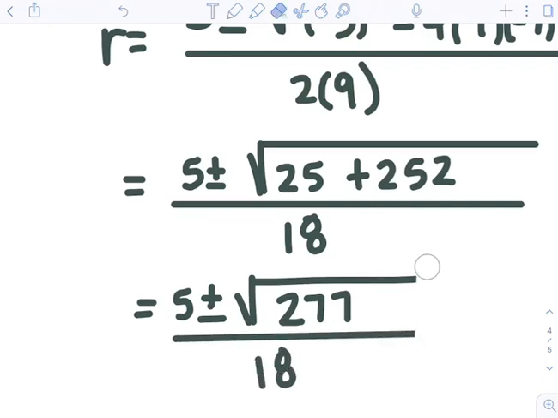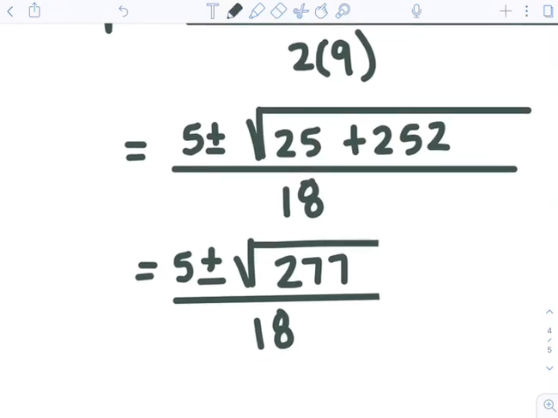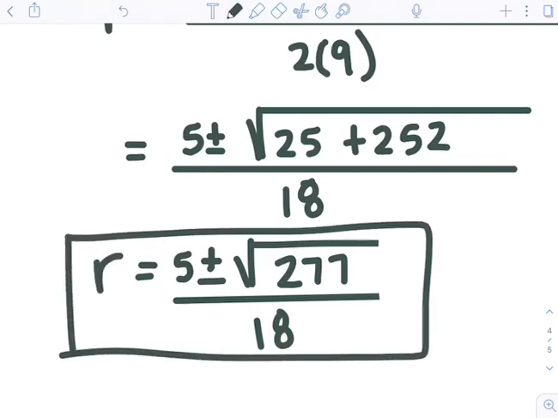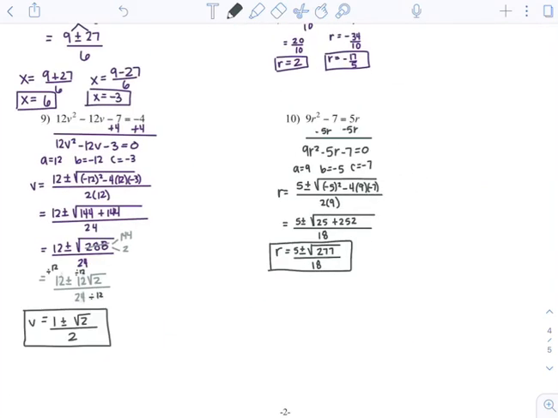Now you have to ask yourself, is there a perfect square that goes into 277? In this case, there is not. So your job is super easy. This is your final answer. Okay, so literally all you had to do was multiply and add some numbers together, and then you're done.